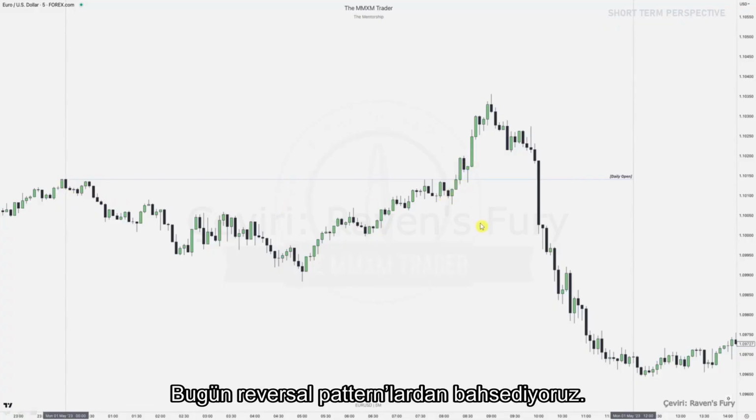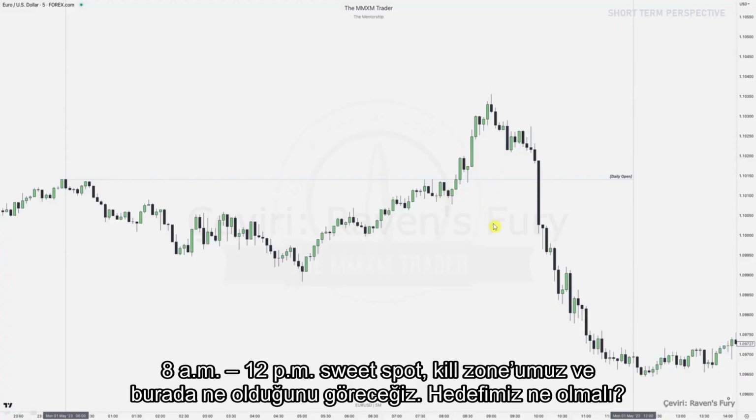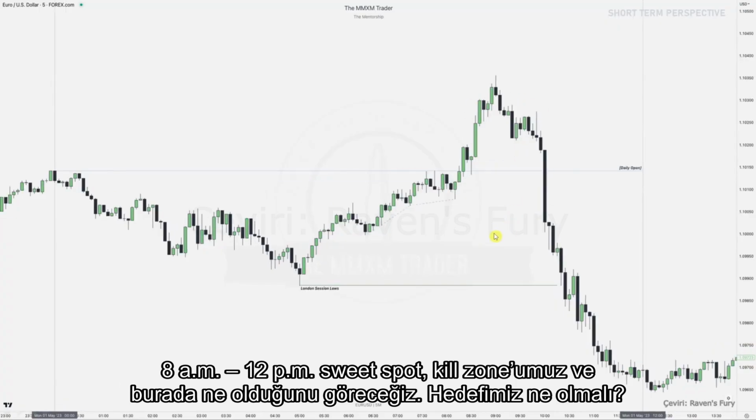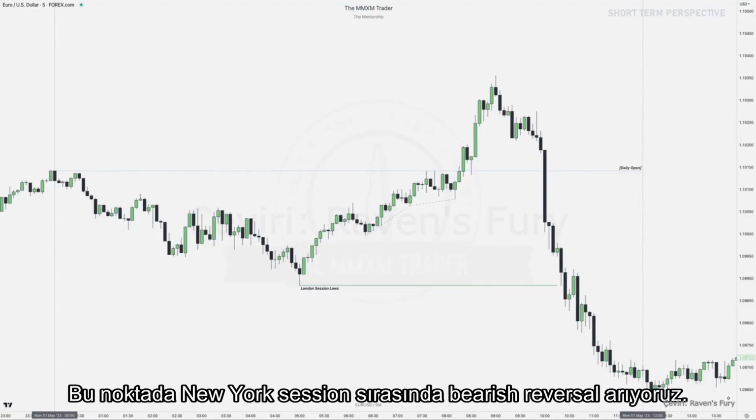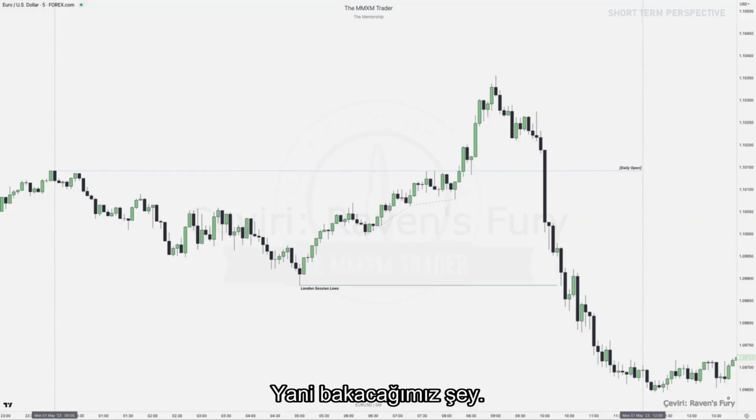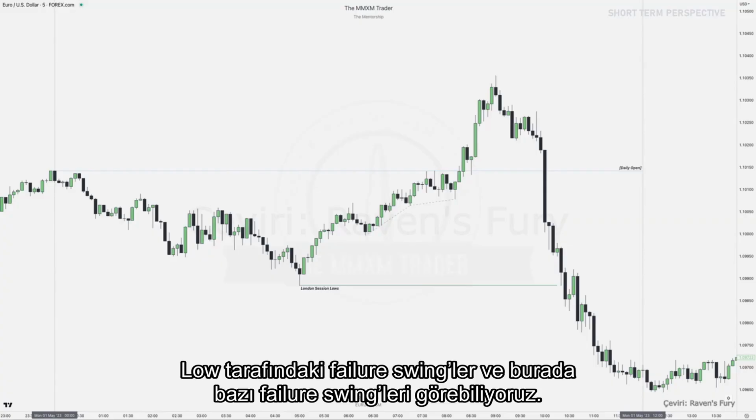And then we're talking about reversal patterns today, right? So that 8 a.m. to 12 p.m. sweet spot, our kill zone, and we're going to be talking about what happens over here. So what do we want to be targeting, right? We're always looking for those failure swings, those engineered lows, those engineered liquidity highs. And in this occasion, we're looking for a bearish reversal during New York session.